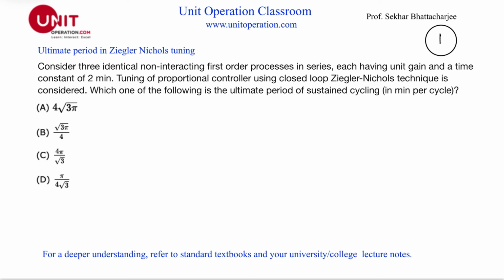The problem considers three identical, non-interacting, first order processes in series, each having unit gain and a time constant of 2 minutes. Okay, so we look into it. The tuning of a proportional controller using the closed loop Ziegler Nichols technique is considered.